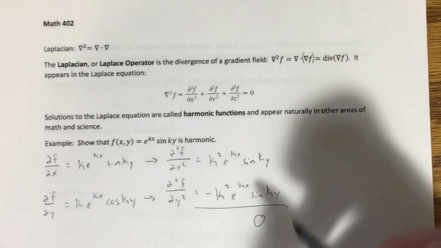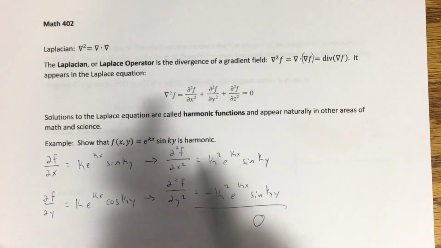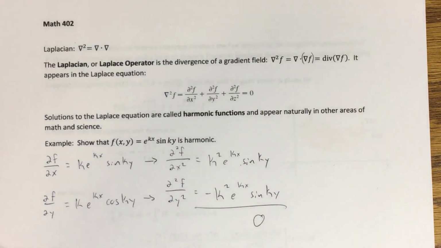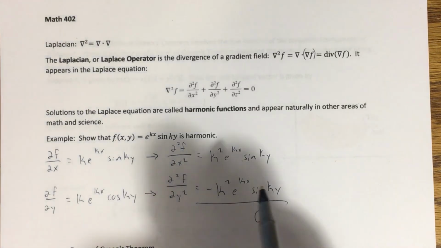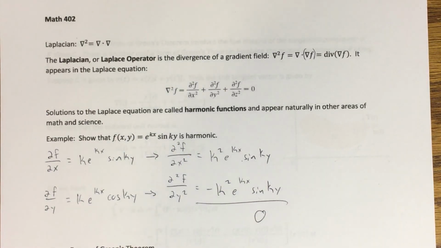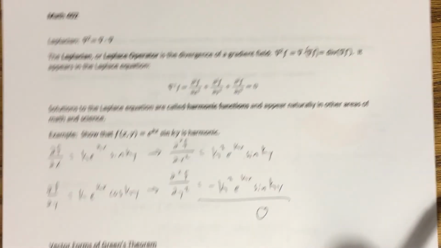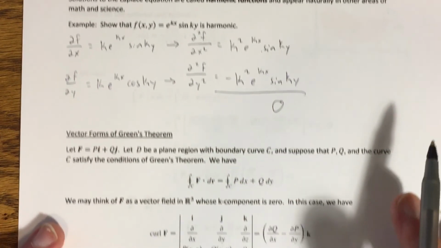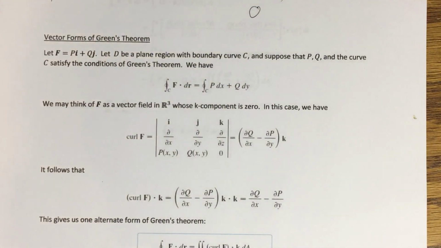That shows that the sum of the unmixed second partial derivatives is 0, making this a solution to the Laplace equation, meaning this is a harmonic function. That sine could have been replaced with a cosine, and we would have had yet another harmonic function. Okay, so we're not going to deal with those that much, like I said, but that is an important topic for other courses. I just want to bring that up here.